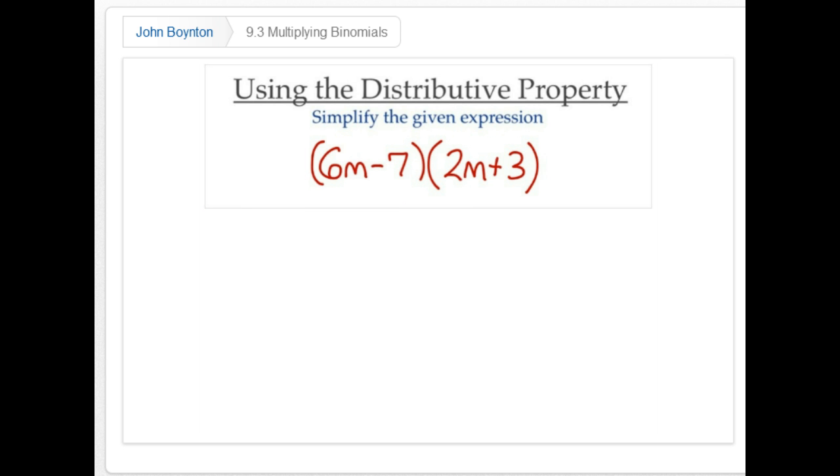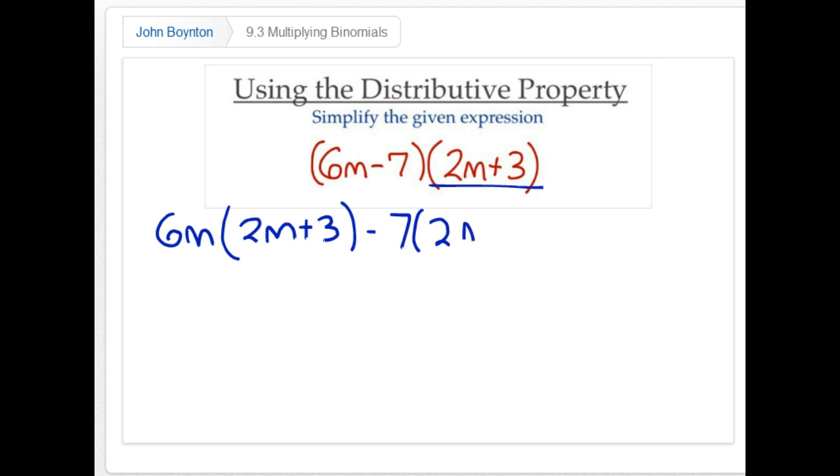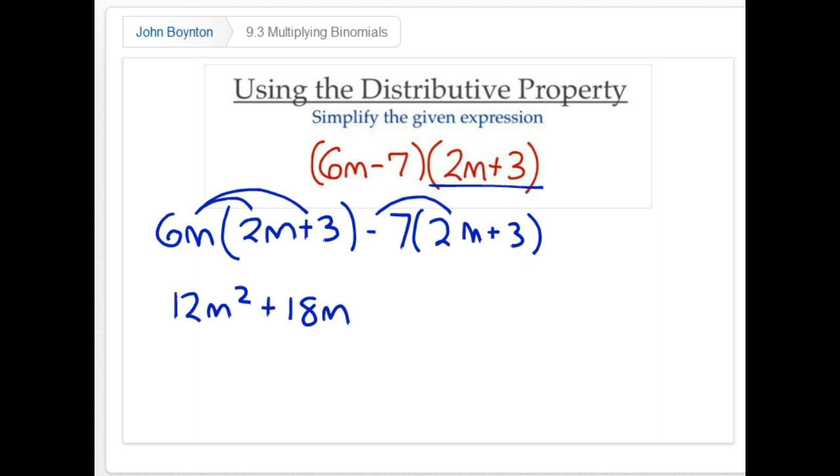Okay? Here's another example. I'm going to do the same thing. I'm going to cut this in half and use both pieces. So I've got 6m times everything over here, 2m plus 3. And I've got minus 7 times everything on the right, 2m plus 3. Okay, again we distribute in. 6m times 2m, 6 times 2 is 12, m times m is m squared. 6m times positive 3 makes positive 18m. Negative 7 times 2m makes negative 14m, and negative 7 times 3 makes negative 21.